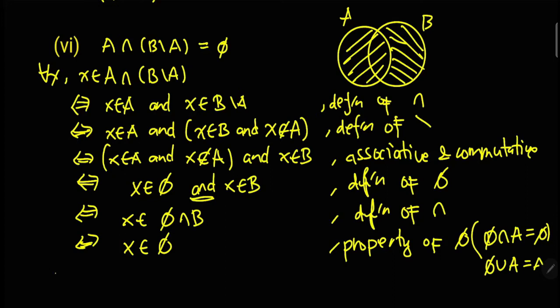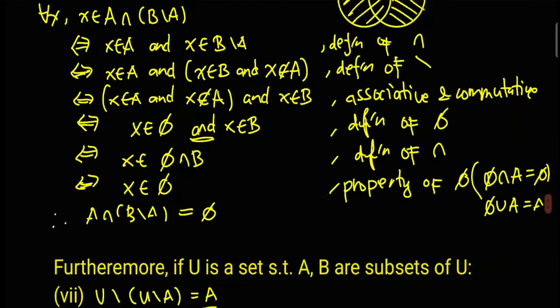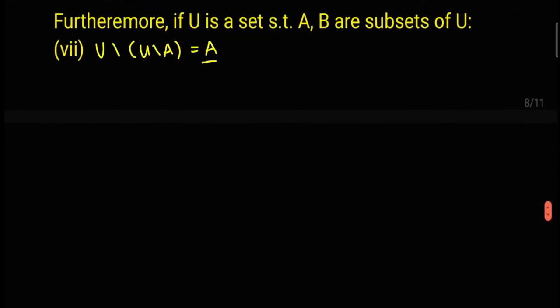So, we were able to show that the set B except A intersection with A is the same as the empty set. Now, all of these properties involve relative complement. In particular, we also have a property specific to absolute complement. Okay. So, in absolute complement, we have this property. If U is a set such that A and B are subsets of U, we have the first property: U except the quantity U except A is A.